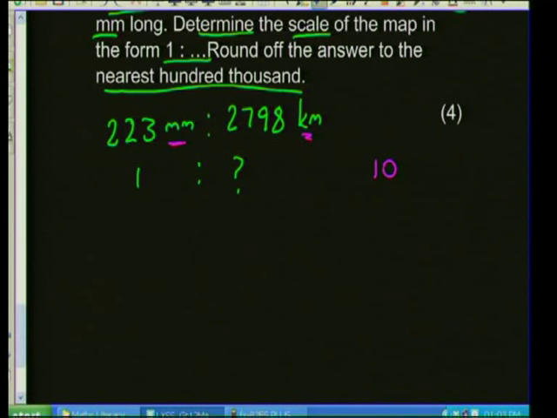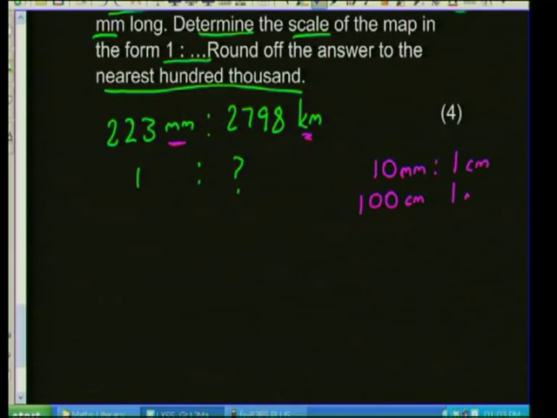So what do we have? We know from our ruler, and you all should have a ruler in your pencil case, that 10 millimeters is equal to 1 centimeter. We also know that 100 centimeters is 1 meter, and then 1,000 meters is 1 kilometer. I like to write that out, and I tell all the kids that I teach to write that out, because from this we can do all our conversions.